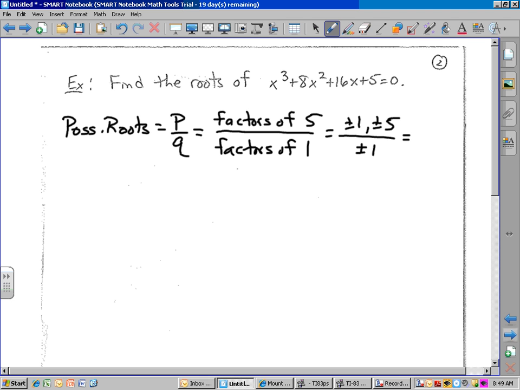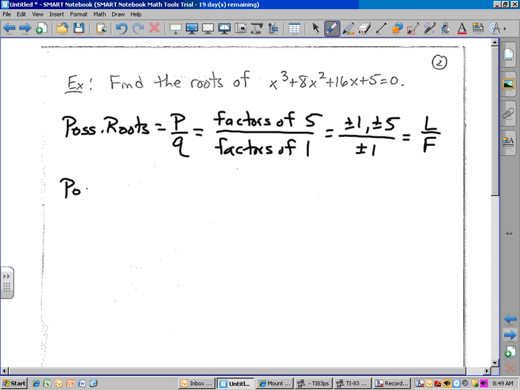Some people ask me, why don't we, instead of using P over Q, use L over F, last and first? Actually, I don't see why we can't. That probably makes a lot more sense when you're dealing with polynomials: factors of the last, factors of the first. Not sure why we've never used L and F. Someone did ask me that. I don't have a problem with that. If you want to write L and F instead of P and Q, that's fine. I'm going to stick with P and Q.